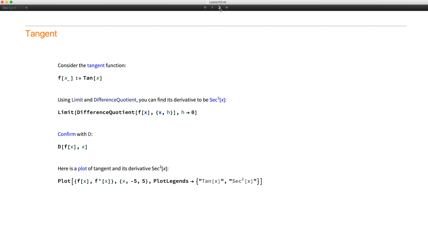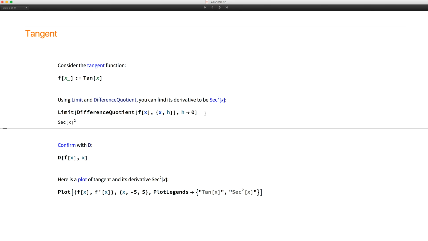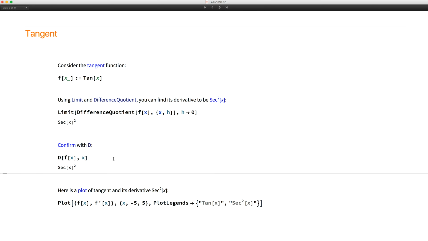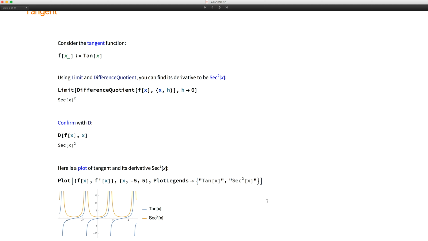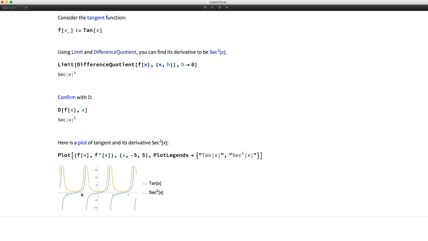Let's go on further to the tangent function. Here's f equal to tangent of x. Work out the derivative with the definition, and you get back secant square x. So remember that the derivative of tangent of x is secant square of x. Let's confirm that with D. The question is, why is there a square in the answer? When you plot f and the derivative, you see that the tangent function is always increasing. So the derivative, as the slope of the tangent, is always non-negative, and that's why the derivative has a square in it. Secant square lies above the x-axis.